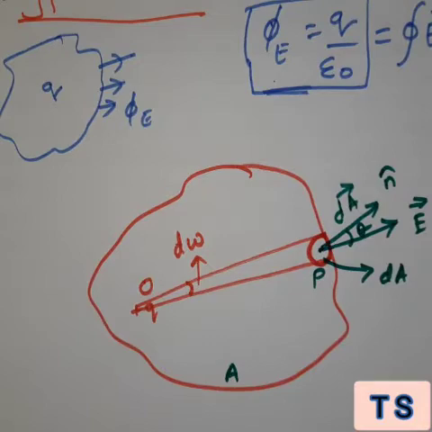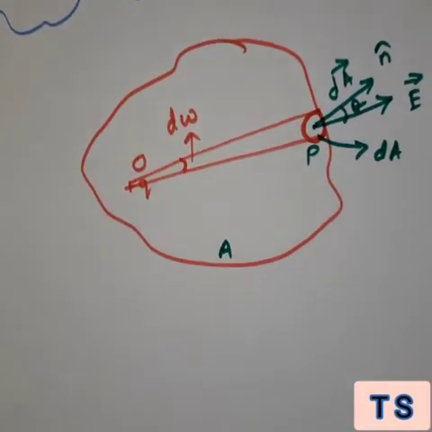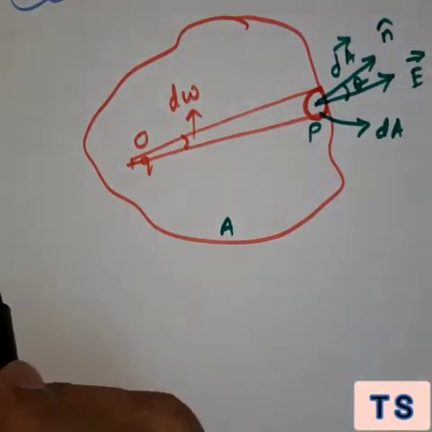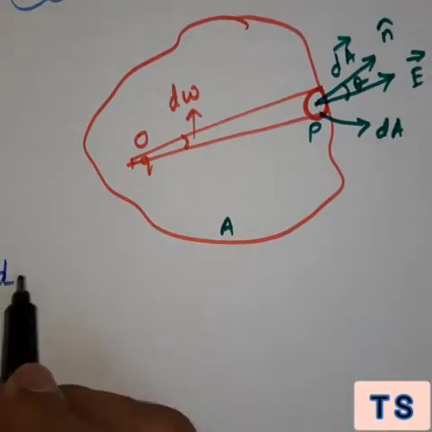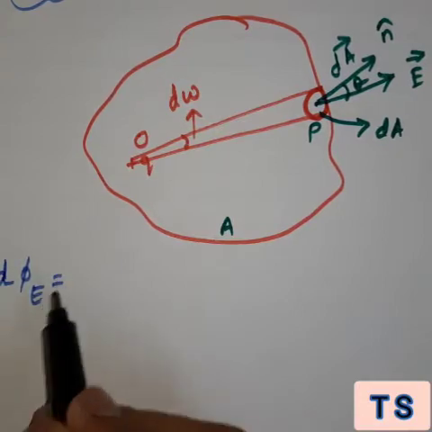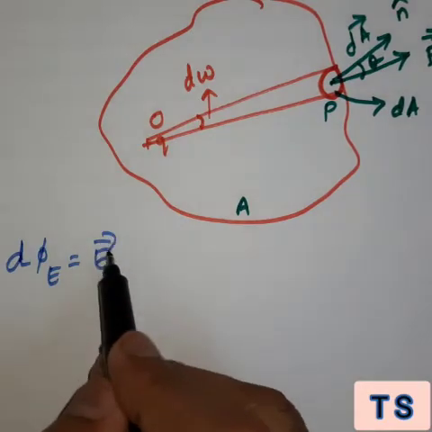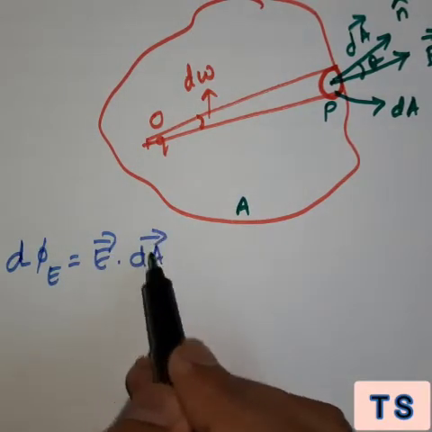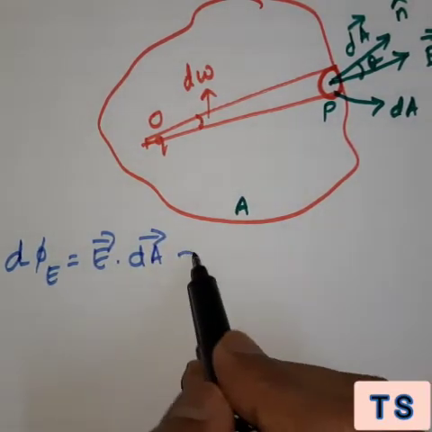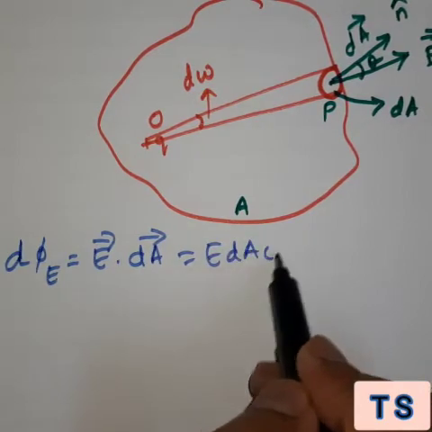So now in this particular diagram, I can easily find first the value of flux through this small area. So what will be the value of flux through the small area is d phi E equals, I know the formula, that is E bar dot dA bar. Since the area is small, the equation I get is E dA cos theta.